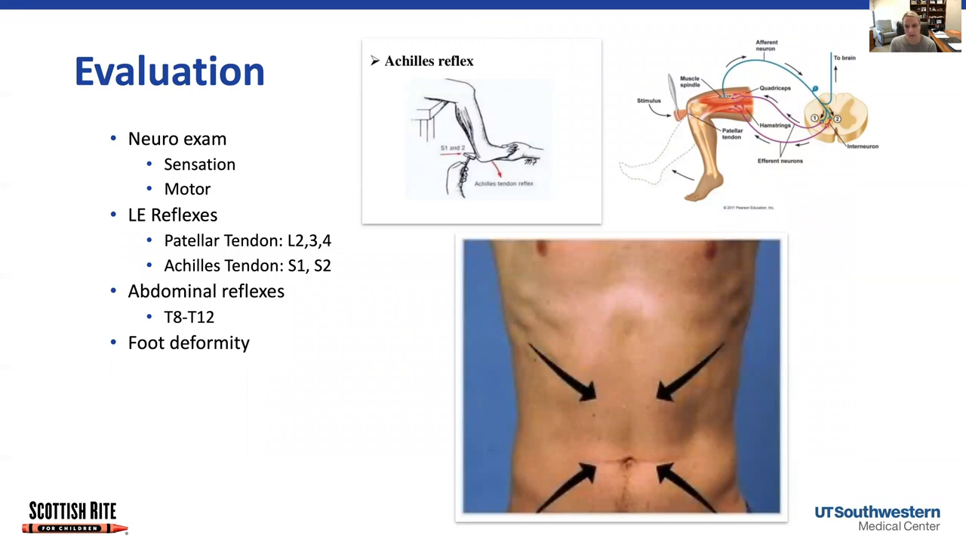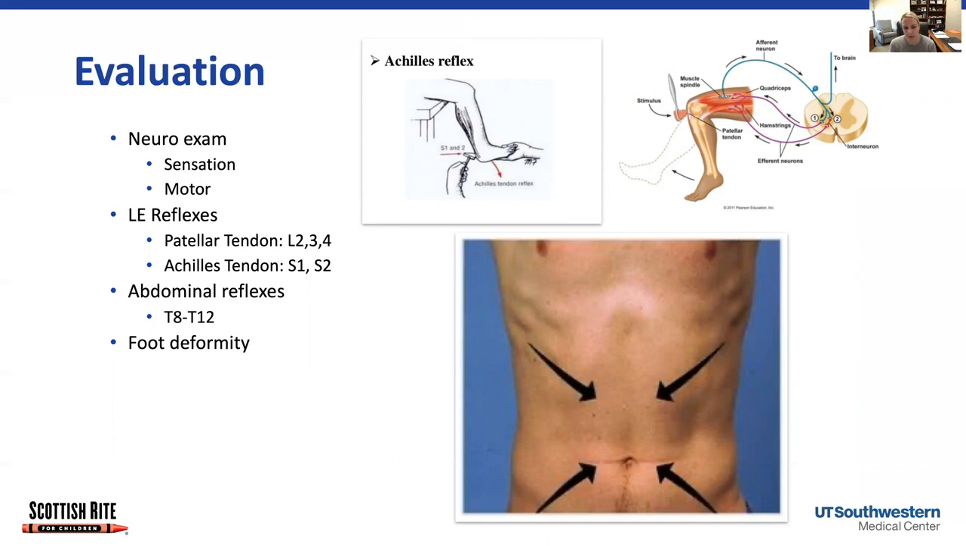So we look at sensation of the lower extremities and the motor function, so testing all the motor groups. And then we look at reflexes. The three that we look at are the patellar tendon, Achilles tendon, and abdominal reflexes. The patellar tendon reflexes test the L2, L3, and L4 nerve roots, and the Achilles tendon reflex tests S1 and S2. And we're really looking for symmetry. So it's okay to be a little hyperreflexic if it's symmetric on both sides.